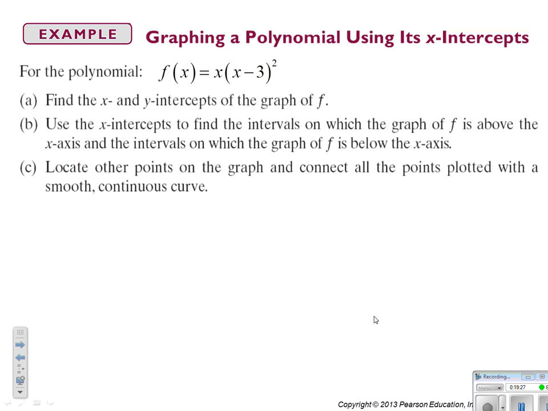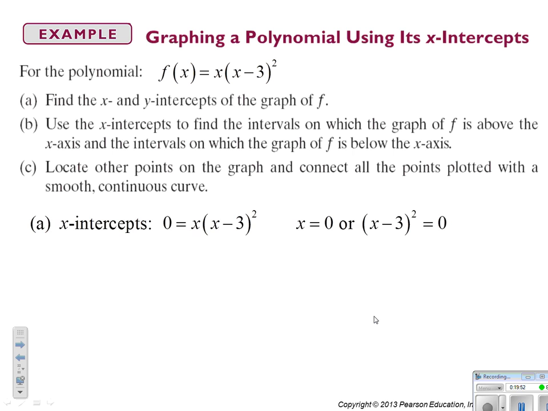So for a polynomial, f of x equals x times x minus 3 squared, we're going to find the x and y intercepts. Use the x-intercepts to find the interval on which the graph of f is above the x-axis and the interval on which the graph is below the x-axis, and locate other points on the graph and connect all the points plotted with a smooth, continuous curve, because it is a polynomial.